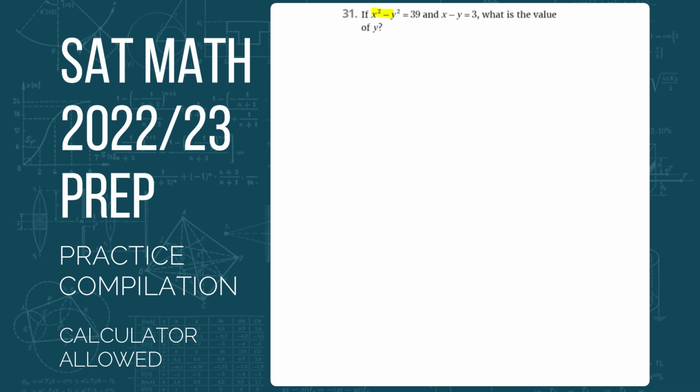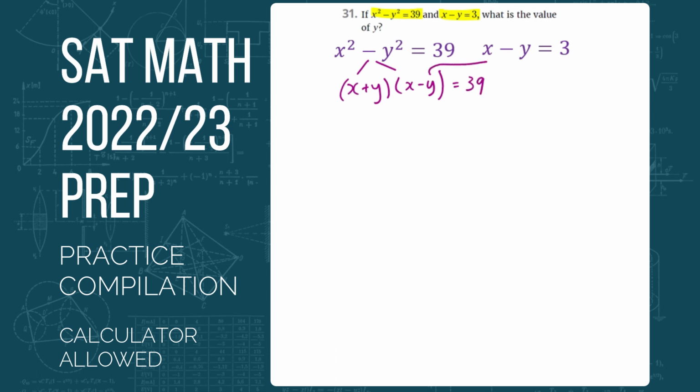X squared minus y squared is equal to 39 and x minus y is equal to 3. What is the value of y? X plus y times x minus y, difference of two squares, is equal to 39. See here that x minus y is actually equal to 3. So let's replace this with 3. So we have (x + y) times 3 is equal to 39. Let's solve and we get x plus y is equal to 13.